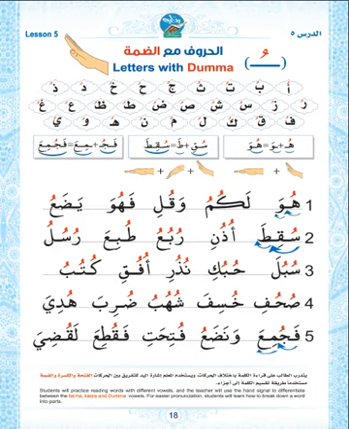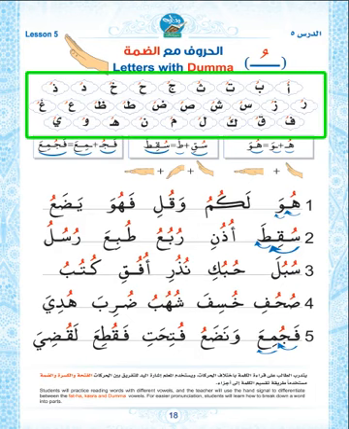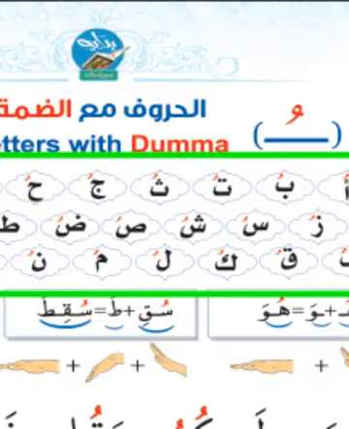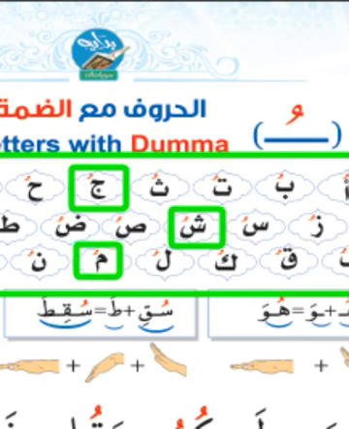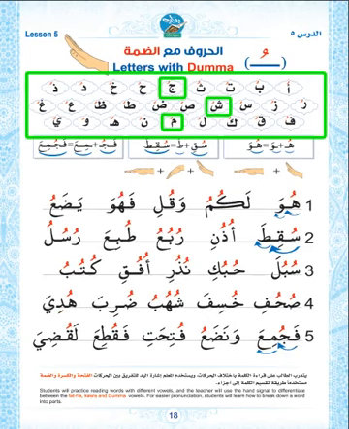As usual, the dars opens with all of the letters of the alphabet illustrated with the Dhamma on top. So the student will begin by practicing each and every letter with the Dhamma by saying its name and then its sound. For example, Jim, Dhamma, Ju. Sheen, Dhamma, Shu. Mim, Dhamma, Mu. And so forth for all the letters.